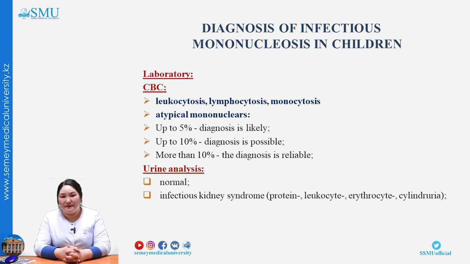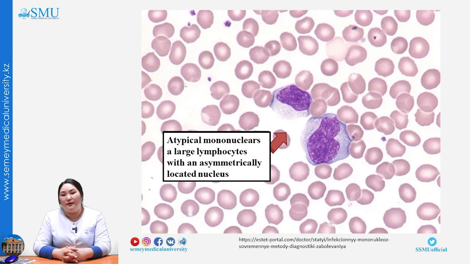If you find them at a number of up to 5%, the diagnosis is likely. Up to 10%, the diagnosis is possible. And if the number is more than 10%, the diagnosis is reliable. The urine analysis is mostly not changed. This is how these atypical mononuclears look. These are large lymphocytes with an asymmetrically located nucleus.